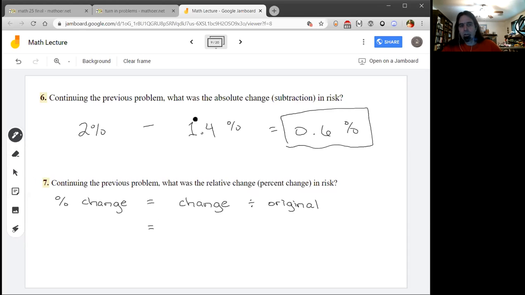The change we just found, that's the 0.6. The original was the 2%. And if it doesn't work for you to leave off the percents, I can write them on. So 0.6 divided by 2. So then I get 0.3, which is 30%.